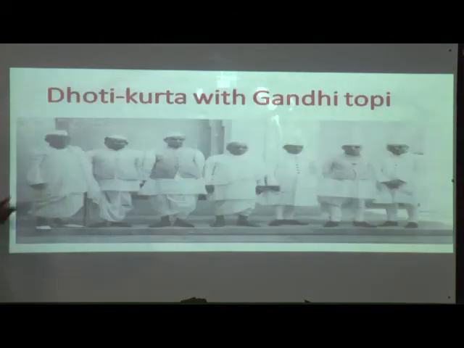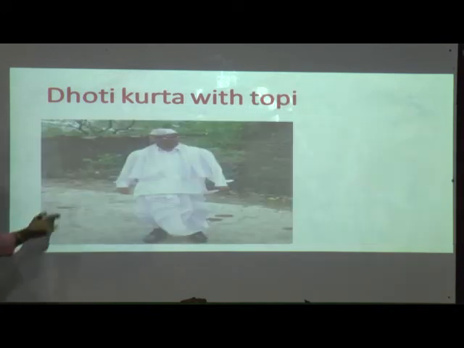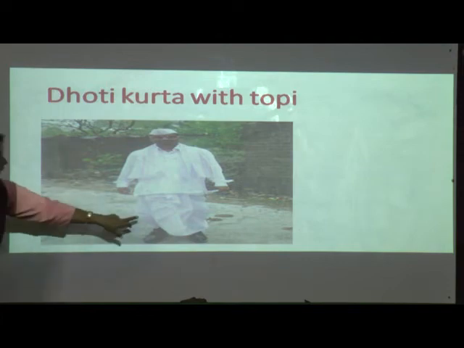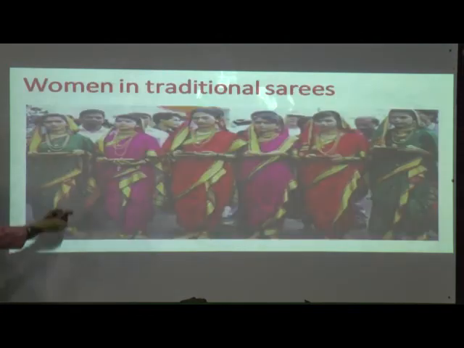Can you see this picture? A dhoti and a shirt, and can you see on their head a white, oval-shaped cap? This is called a topi, the Gandhi topi. See, this is another example: a dhoti, a shirt and a topi, and women wear saris, the Navari sari. This is a special way they wear it. You all know it.